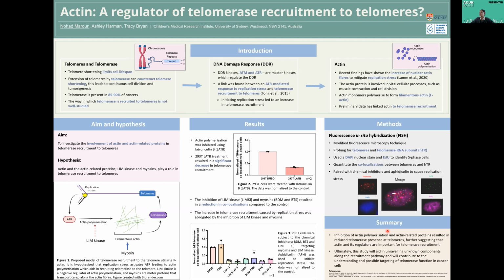So in order to investigate my aims, we used fluorescence in situ hybridization, or FISH, which is a modified fluorescence microscopy technique, and it allows us to detect and locate specific DNA sequences on a chromosome. So we probe for telomeres, which is shown in red here, and we also probe for the RNA subunit of telomerase, which is called hTR, and it's shown in green. We use a DAPI nuclear stain in blue, which identifies and allows us to count nuclei. And we also use EdU, which is a nucleotide analog for uridine, and this is incorporated into the DNA of replicating cells.